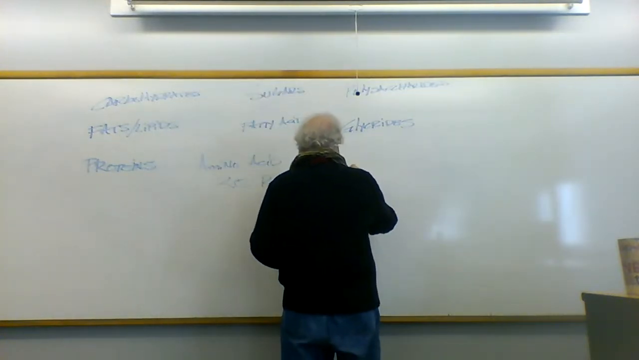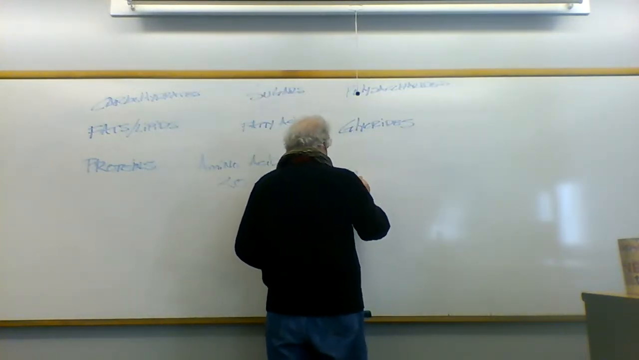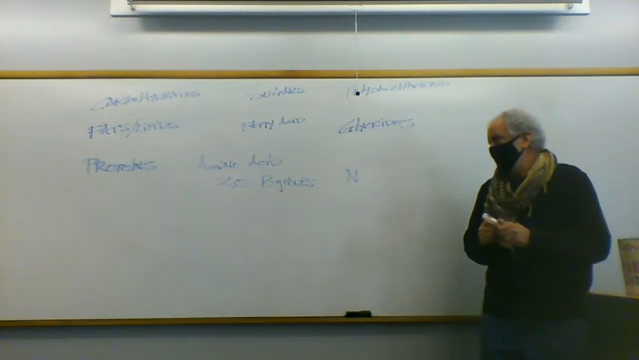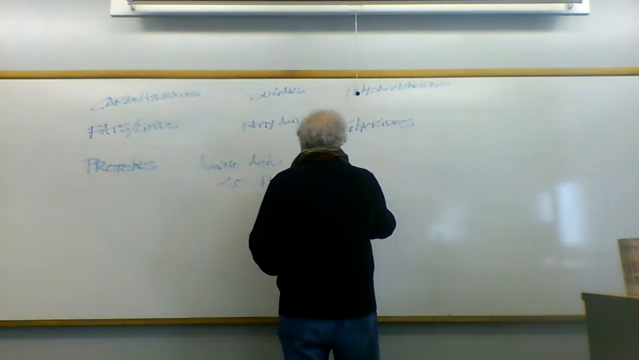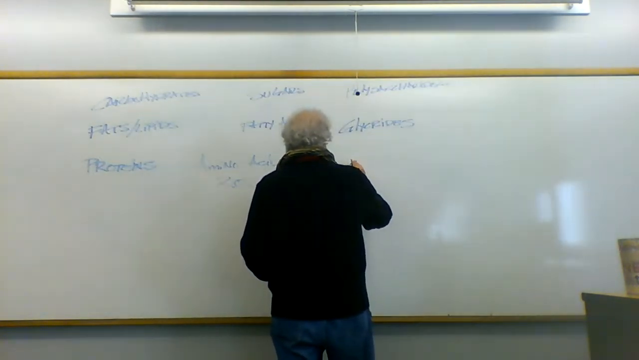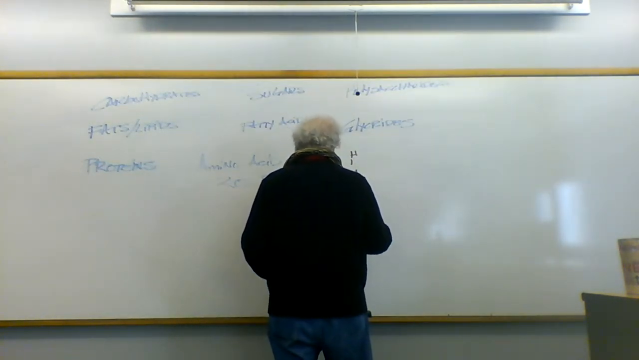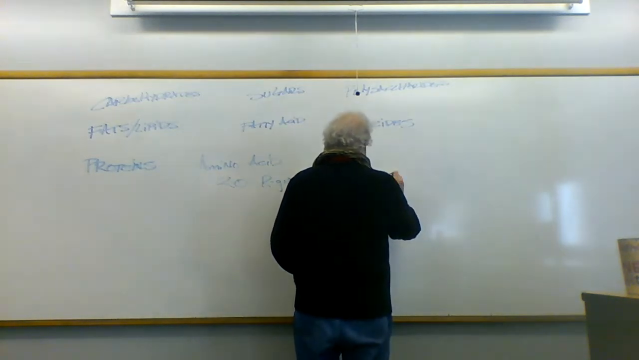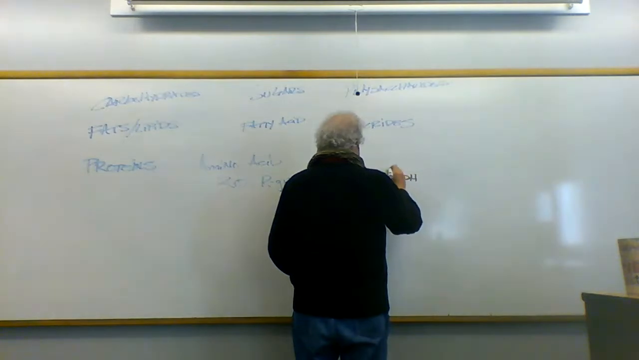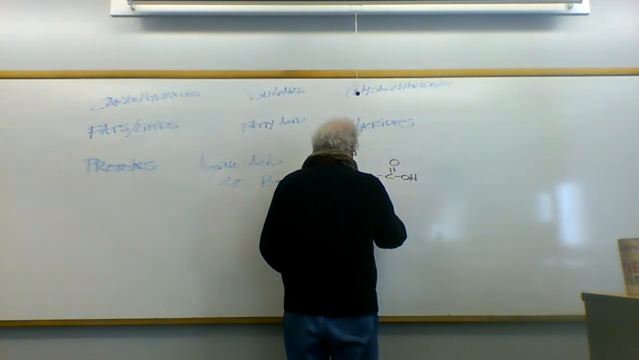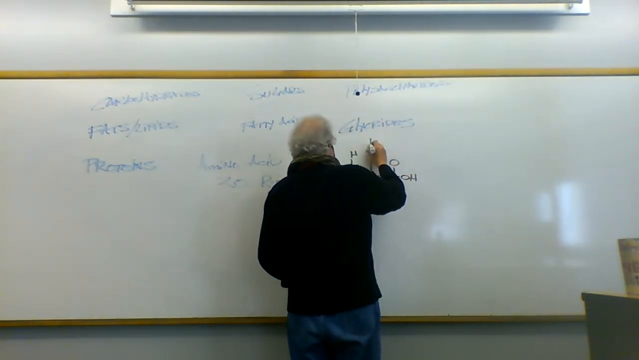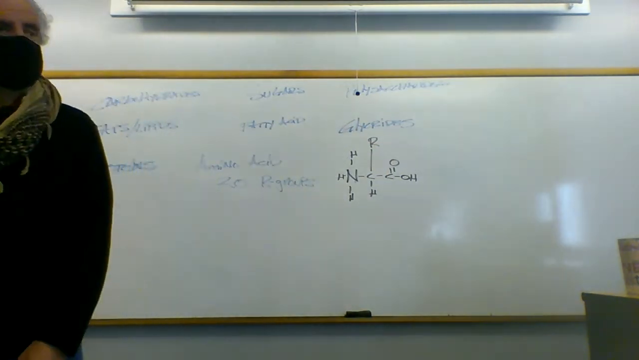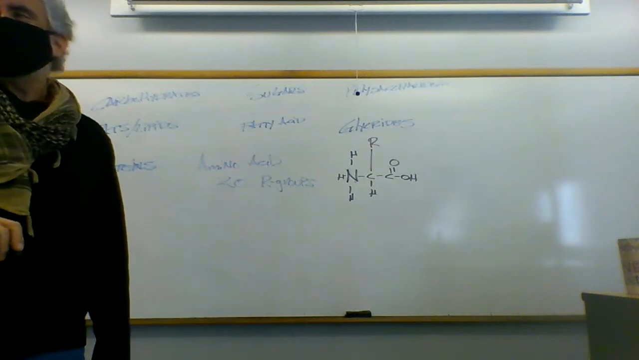We've got the amine group. The amine group with 2 or 3 hydrogens, depending on the pH, and a central carbon, and then a carboxylic acid. So we've got a hydrogen here, and then this is where the R group is attached. The simplest R group is a hydrogen, and that makes the amino acid glycine.